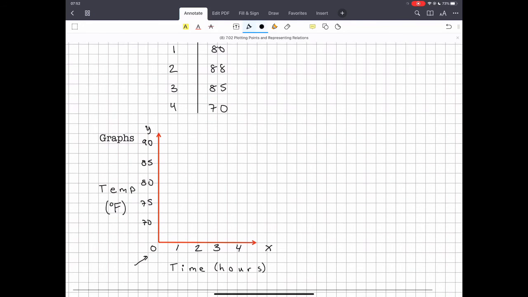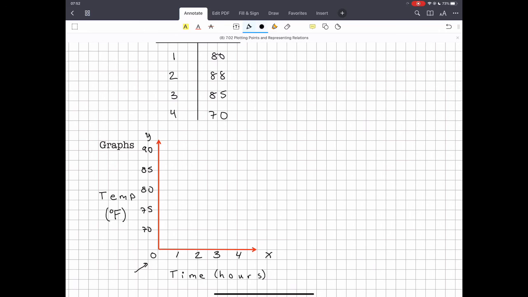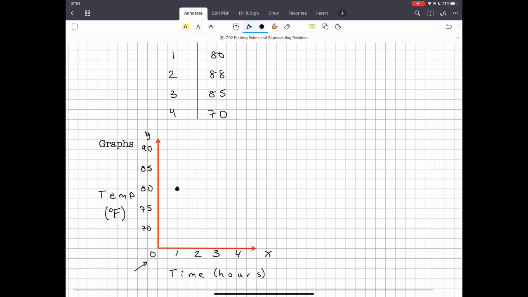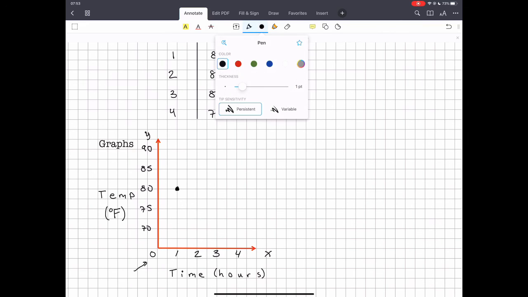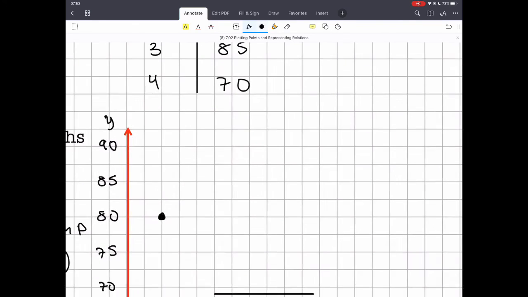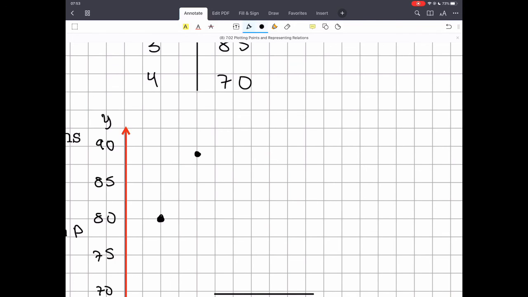Now the way we would represent the relationship here is we just graph each point. So we know the first hour was 80 degrees. So I start at the origin, I go over to 1 on the x-axis, and then up to 80, and put a point. That was hour number 1. Hour number 2, I start at the origin, go to the right over to 2 on the x-axis, and then up to 88. And this one I'm going to have to estimate. I'm going to say it's about right there. There we go. I had to zoom in a little bit.